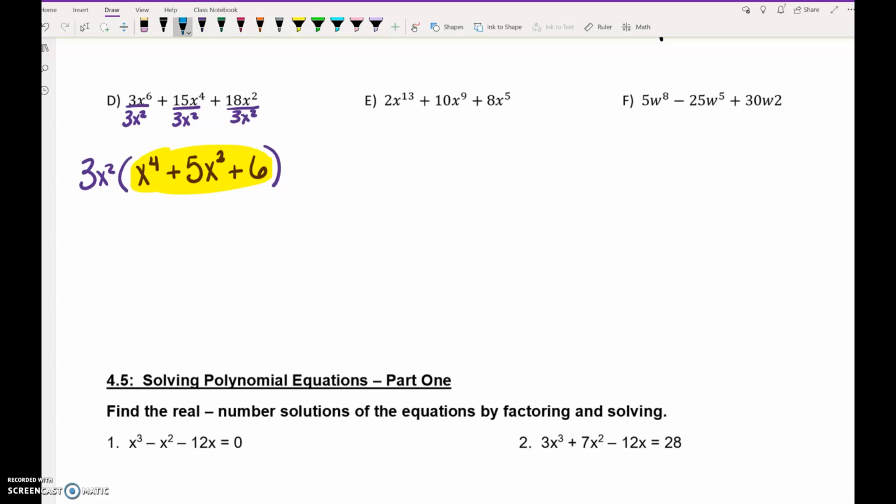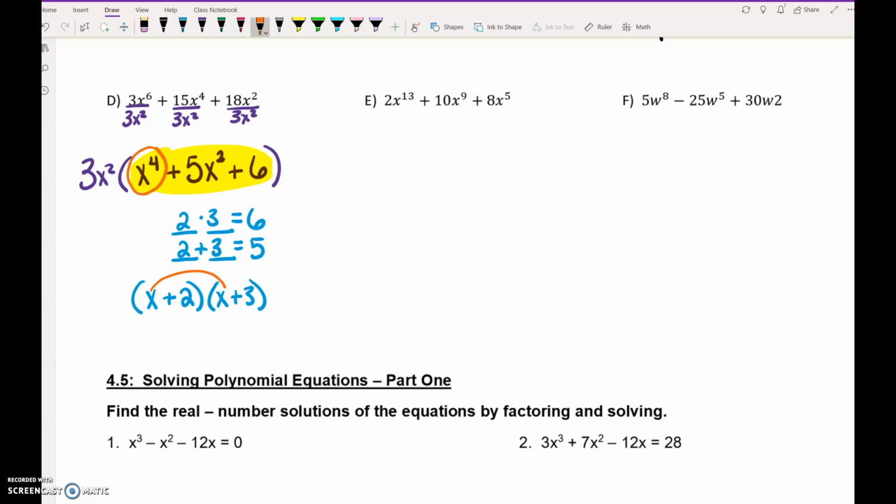Okay, now this might look a little bit weird, but I have a trinomial, so I'm going to look for two numbers that multiply to give me 6 and add up to 5. 2 and 3. So using what we know from previously, that would factor into x plus 2 times x plus 3. But can this be right? No. If I multiplied this out, x times x would give me x squared. I really need it to give us x to the 4th.